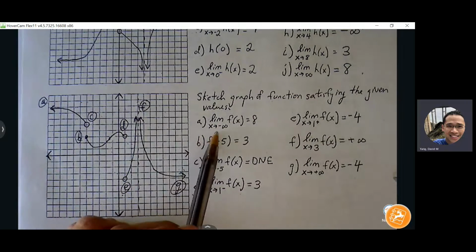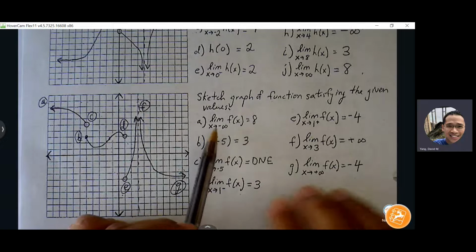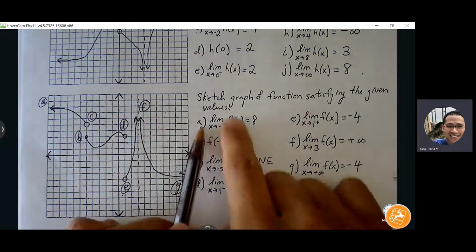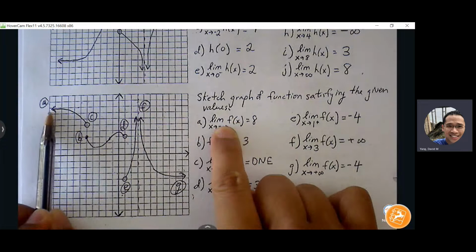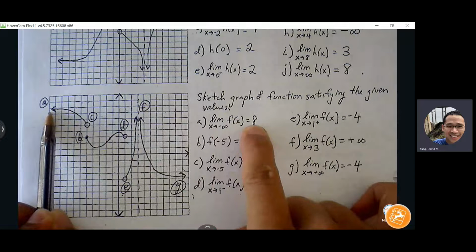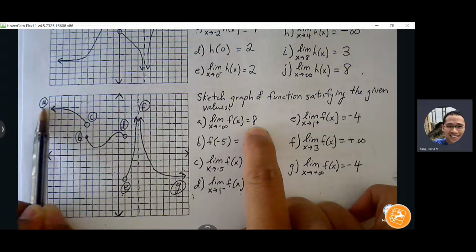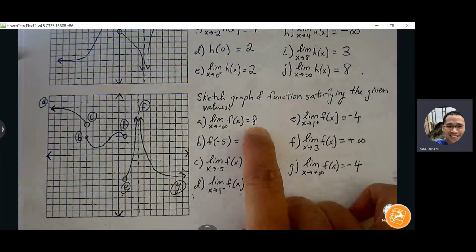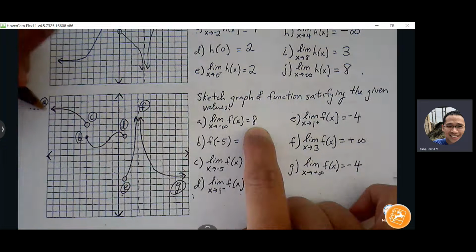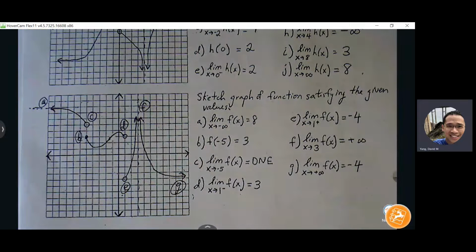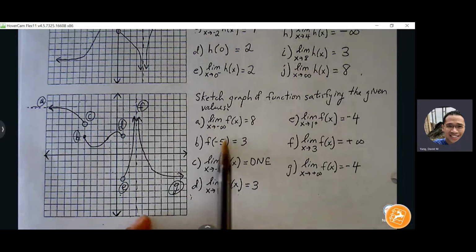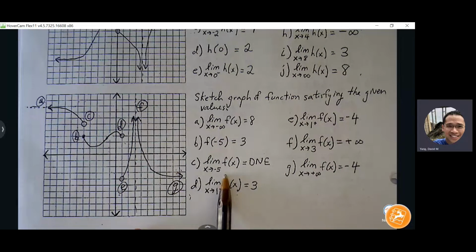So part A, approaching negative infinity. That means that I'm following the arrow off the grid towards the left, and I want that y value to be hovering close to 8. So as it exits the graph, I just want it to flatten out and show that it's holding and getting close to that y value of 8. Part B is just the ordered pair. Part C, limit doesn't exist.